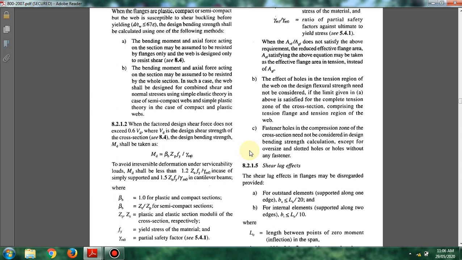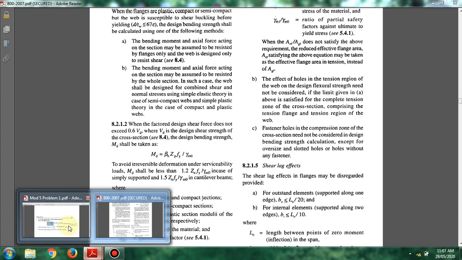So the B by TF value is less than 9.4 epsilon, and with the neutral axis at mid depth, we got D by TW less than 84 epsilon. The section is plastic. So the section is plastic depending upon the B by TF ratio for the rolled section, which is less than 9.4 epsilon, and with the neutral axis at mid depth, D by TW is less than 84 epsilon. So the section is plastic. For a plastic section, beta B value will be 1.